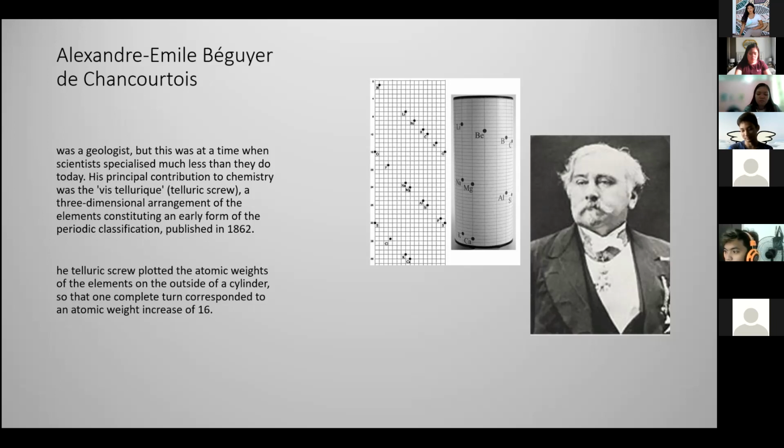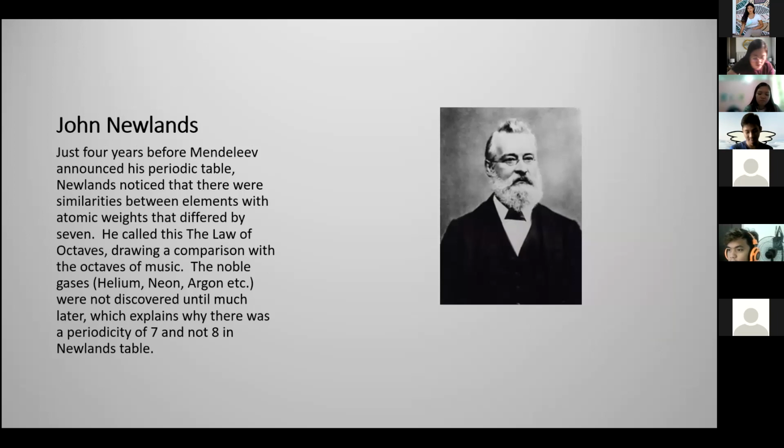The telluric screw plotted the atomic weights of the elements on the outside of a cylinder so that one complete turn corresponded to an atomic weight increase of 16. Next. So the next person is John Newlands.